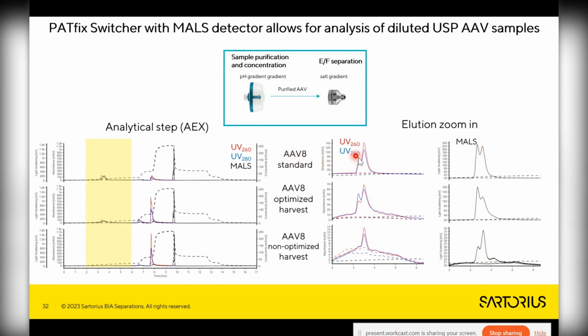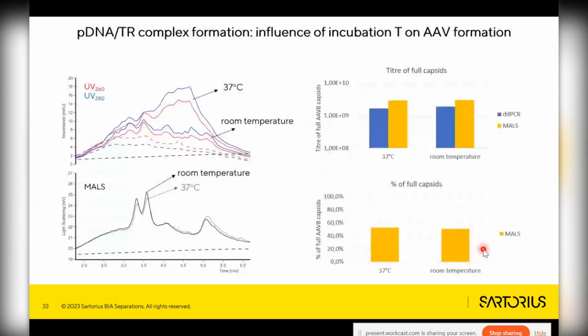So if you inject the standard, we can estimate the empty-full already with UV. Even if you have a nice expression, we can also use the UV to have an idea about empty-full. But if we are at the beginning of the process or our harvest is not well optimized, the UV is not telling us anything because the background is too high. So we need a selective detector, which is the multi-angle light scattering detector. And with it, we can still see the empty, the full, and even some other forms of particles.